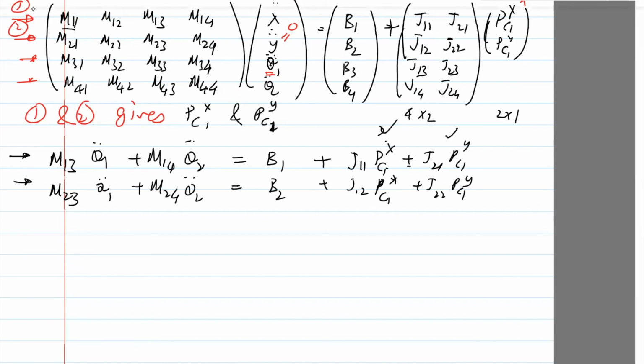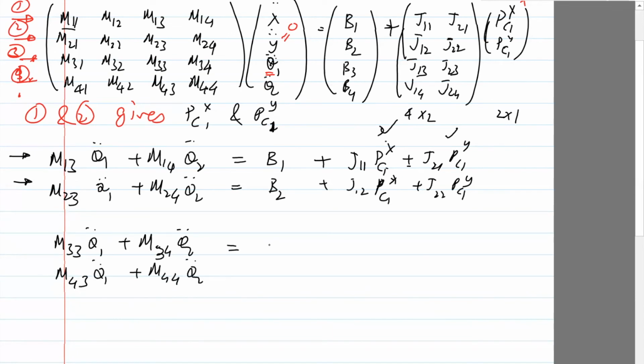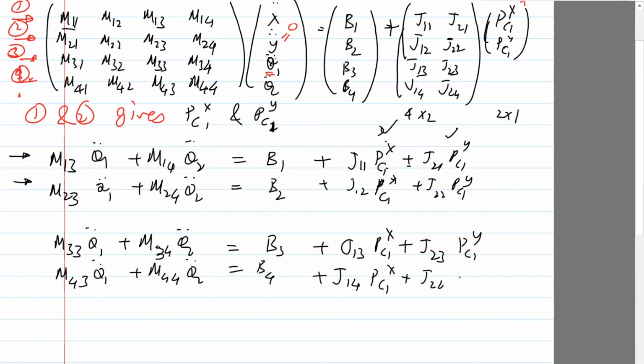And then if you write 3 and 4, since x double dot and y double dot are 0, you have M33 theta 1 double dot plus M34 theta 2 double dot, plus M43 theta 1 double dot plus M44 theta 2 double dot equals P3, P4, plus J13 PC1X plus J23 PC1Y plus J14 PC1X plus J24 PC1Y.